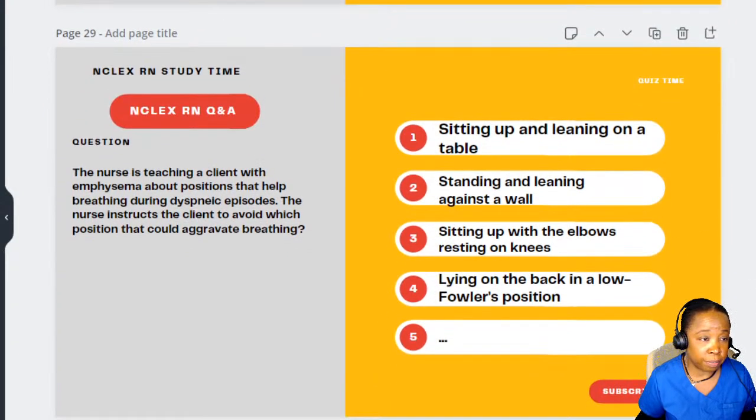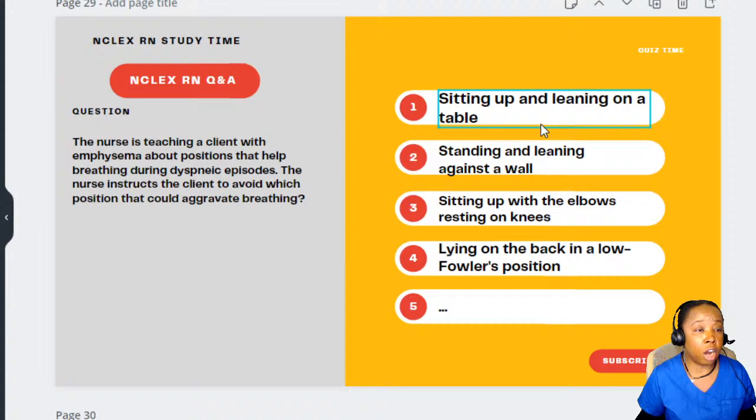Which one will you ask the patient? Which position? Are you going to ask the patient to sit on a table and lean? Are you going to ask the patient to stand up? Are you going to ask the patient to sit up with elbows resting? Or are you going to ask the patient to lie down very low? So the best answer is... I'm surprised, the answer is lying on the back with a pillow in a low Fowler position.